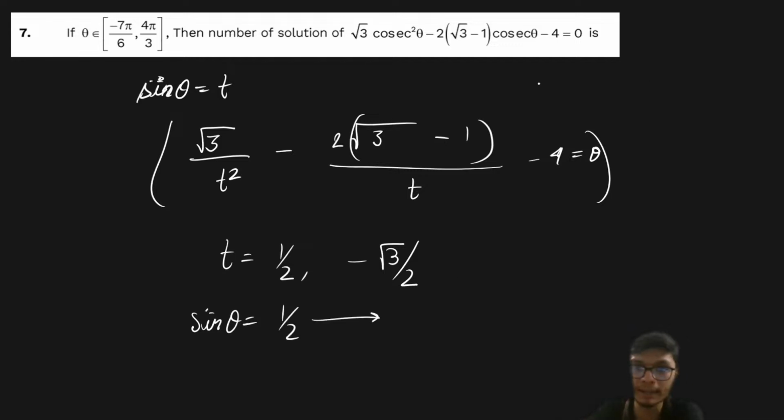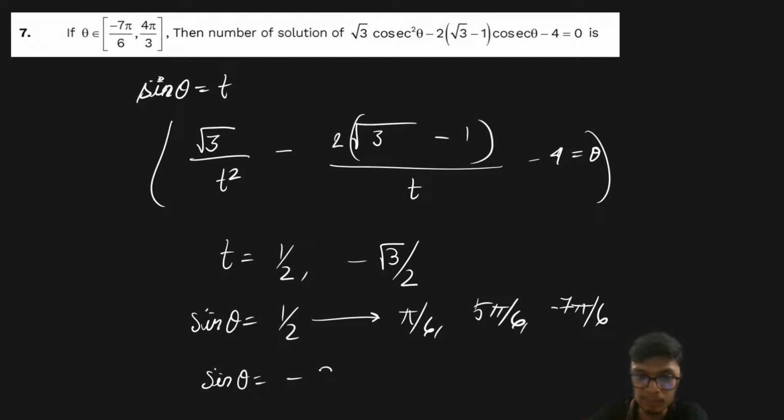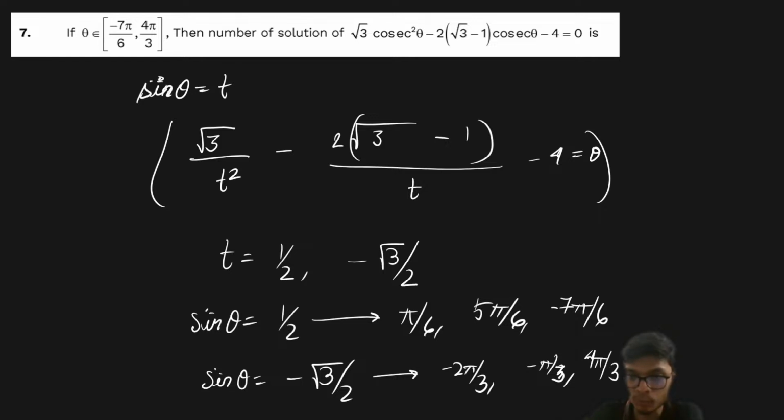So if we look at this particular interval, that is minus 7 pi by 6 to 4 pi by 3, the results that are going to satisfy are basically pi by 6, 5 pi by 6, and I'm going to also have minus of 7 pi by 6. And similarly, if I look at the result of sin theta as minus of root 3 by 2, the results that are going to be satisfied are minus of 2 pi by 3, minus of pi by 3, right? And lastly, 4 pi by 3 also satisfies. So these are all the possible solutions.